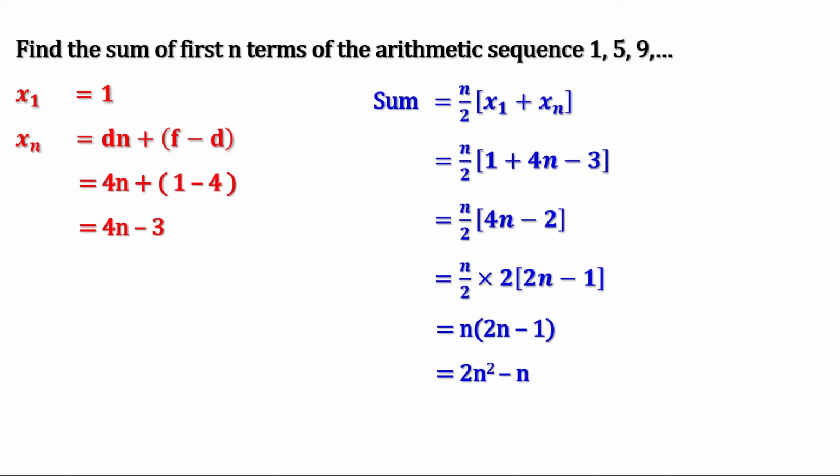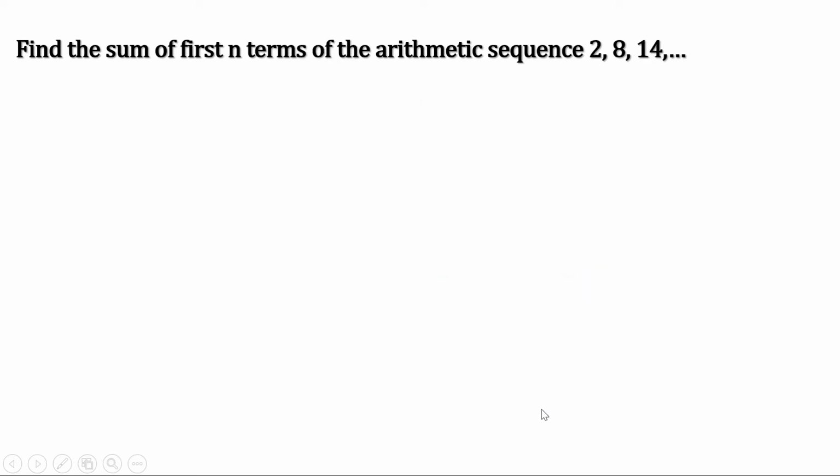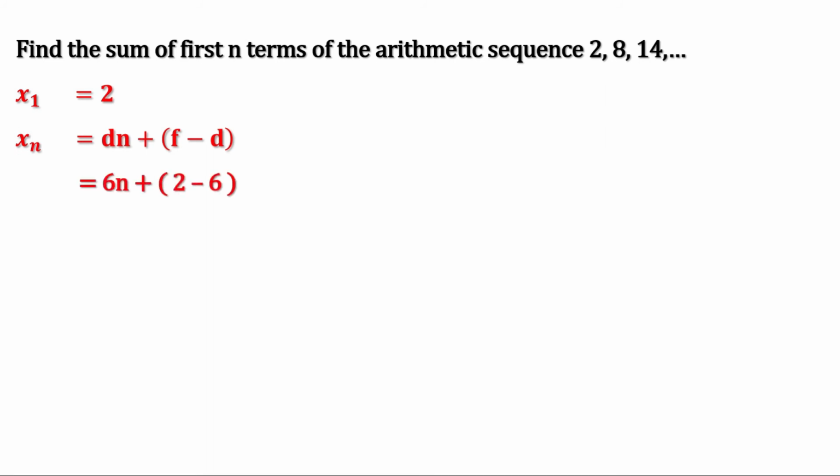Similarly, when we give n equal to 3, we get the sum of the first three terms of this arithmetic sequence. So in this sum of n terms, there is a term containing n square and there is a term containing n. Now let us find the sum of the first n terms of the arithmetic sequence 2, 8, 14, etc. First term is 2, common difference is 6. So nth term is 6n plus 2 minus 6. 2 minus 6 is minus 4. So we can write it as 6n minus 4.